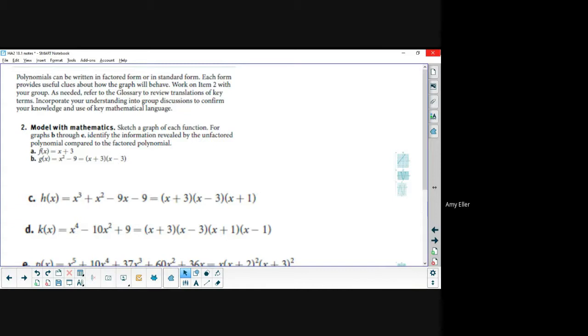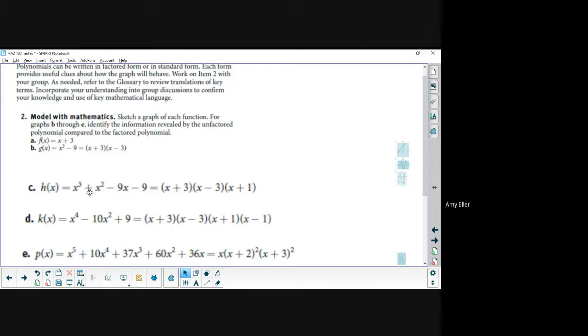All right, let's look at the top of 278. Polynomials can be written in factored form or in standard form. You guys are familiar with both. Anytime I say factor, it was probably started in standard form, and then you turn it into a multiplication or a factor. Each form provides useful clues about how the graph will behave. Question 2. Sketch a graph of each function. For graphs B through E, identify the information revealed by the factored polynomial compared to the unfactored. We'll pretty much do all these together.